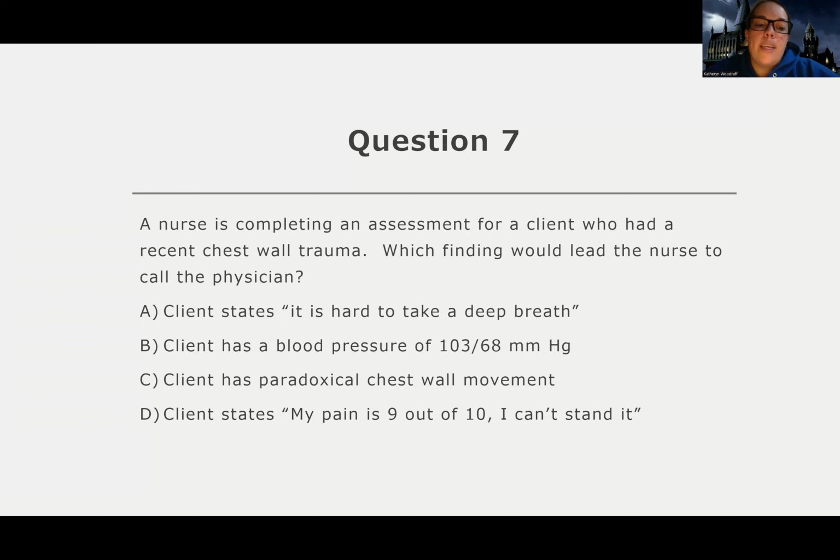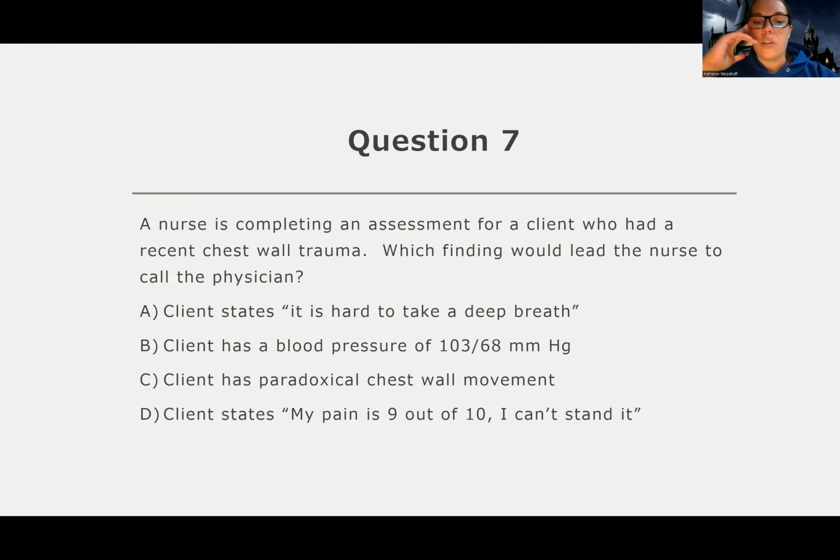So with A, it says client states it is hard to take a deep breath. Well, I really would like them to take a deep breath, but the other question I could ask myself is, which of these, if I don't call the physician right now, is the patient likely to die? If they can't take a deep breath, that sounds uncomfortable, maybe painful, but doesn't sound like they're about to die. Second choice, client has a blood pressure of 103/68. So it's a little on the low side, but I don't know necessarily that they're about to die with that blood pressure. So let's keep looking and see if there are any better answer choices.